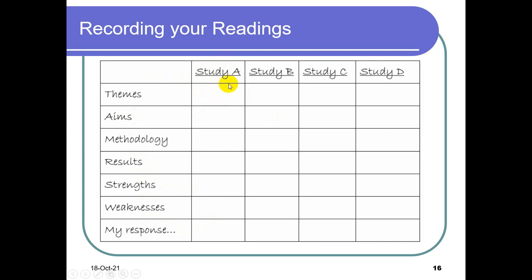If yes, check. What are the aims? Write down. Methodology used? Write down. Results and your response. And do the same with the second paper, the third paper and the fourth paper. So in this way, this matrix will help you whenever I want to know which paper used the simulation. So what will I do?